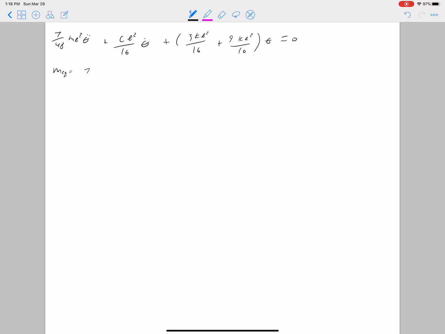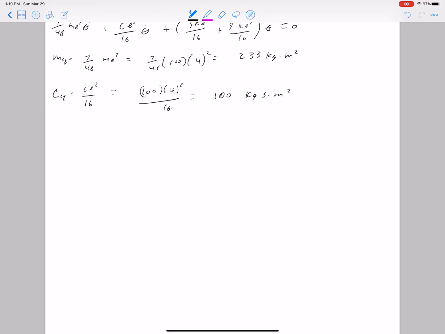So M_eq is equal to 7/48 ML squared, which is equal to 7/48 times 100, and L, I think, was 4 meters squared, which should be 233 kilogram meters squared. Now, I'm not going to check your units on the exams, but it is a really good habit to get your units correct, because when you're practicing your units, you actually end up having a better understanding of the relationships between things, believe it or not. So C_eq, that was cL squared over 16, which is equal to 100 times 4 squared over 16, which is equal to 100 kilogram meters squared per second. Okay, I think I got those units right.